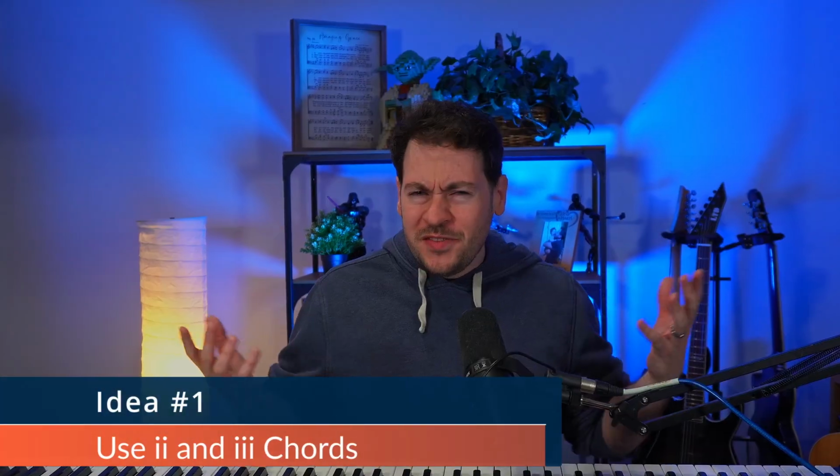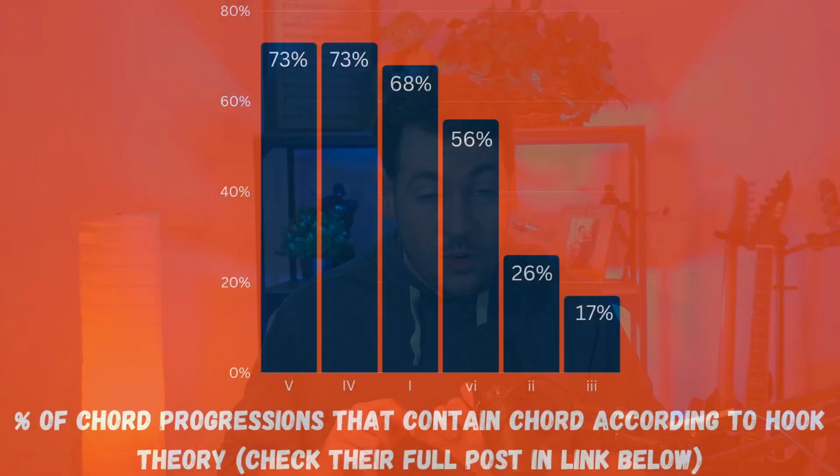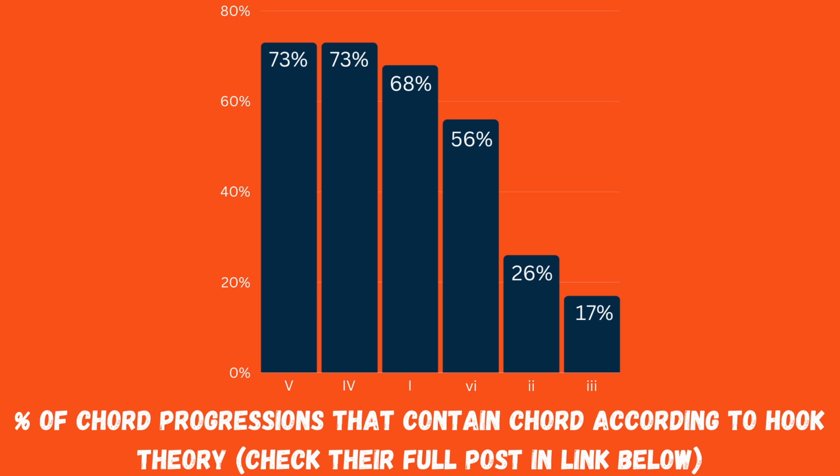The first simple way to improve your chord progressions is simply to actually utilize 2 and 3 chords. Too often, I think songwriters just stick to the 1, 4, 5, and 6 chords. And this is sort of borne out in a HookTheory study where they found that so many songs use the 1, 4, 5, and 6. Basically, every song will use those, but many songs don't use the 2, and then even more songs don't make any use of the 3 chord.